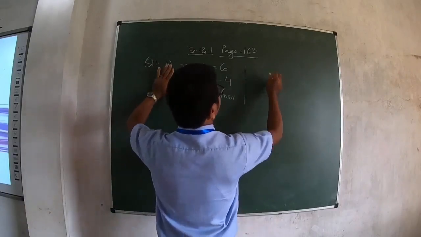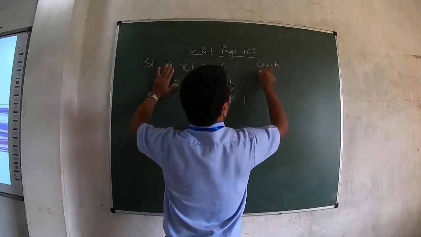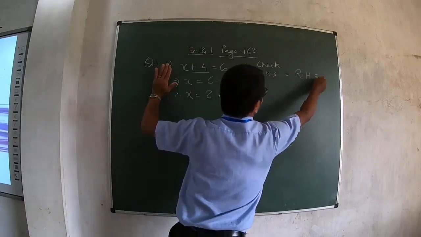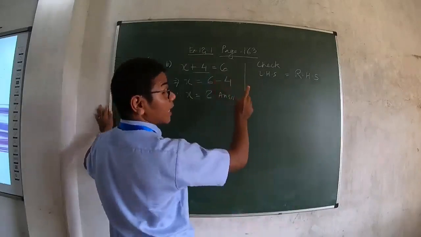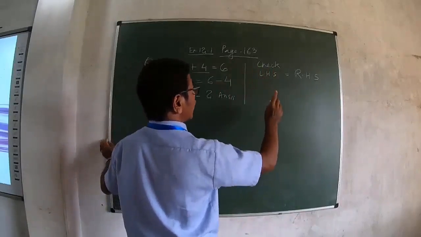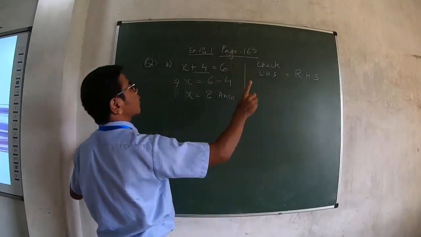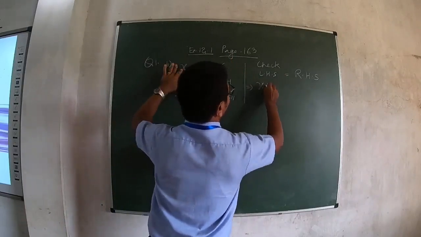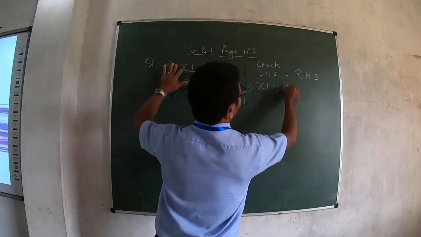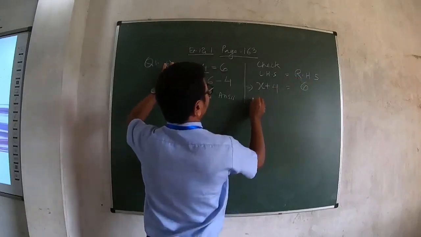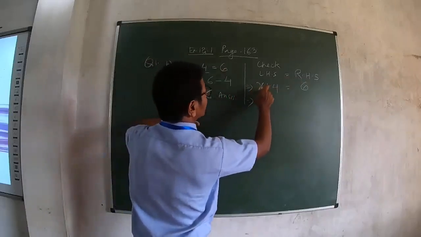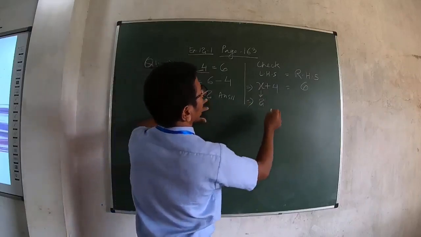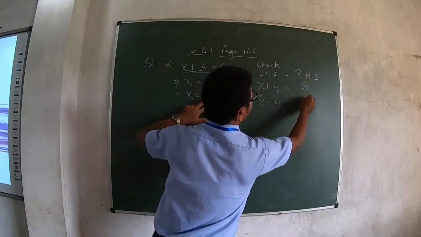As you check, you see the left hand side must be equal to the right hand side, because it is an equation. Equation means equal, so it should be equal. Now the left hand side is x plus 4. The right hand side is 6. Now what is x? In place of this x, you put 2 because x is equal to 2. Plus 4 equals to 6.